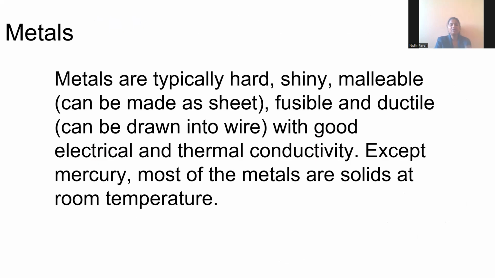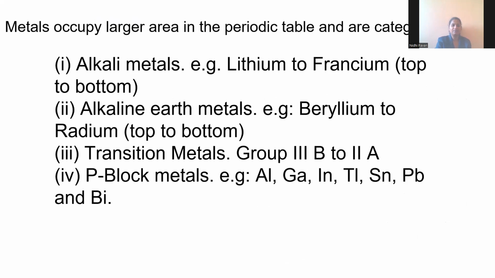Then we have the metals, which are typically hard, shiny, malleable, ductile, can be drawn into wire, can be drawn into sheet, and are good conductors of heat and electricity. Most of the metals are solid, except mercury, which is a liquid. The larger area of the periodic table is occupied by the metals.